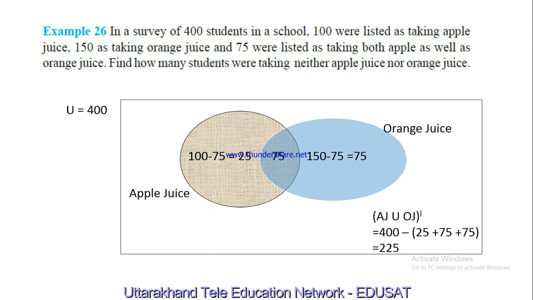Now the complement means we would not include these people who are part of AJ union OJ. The number here was 175. They were part of apple juice union orange juice. The complement is the area inside the box but outside the circles, and that will be 400, since the overall box value is 400, minus whatever is there in the circles, or minus 175, and it comes out to be 225, and that is why this is called the complement of apple juice union orange juice.